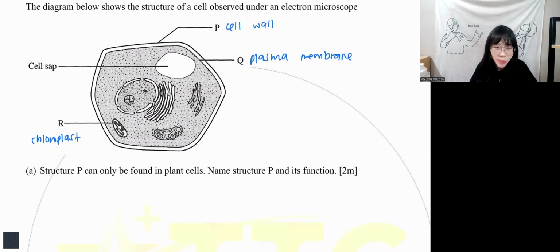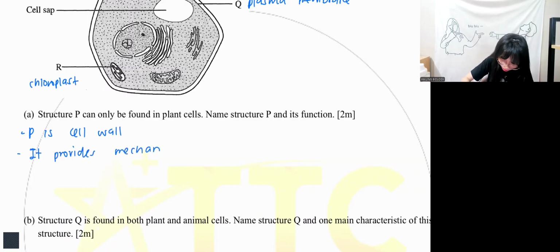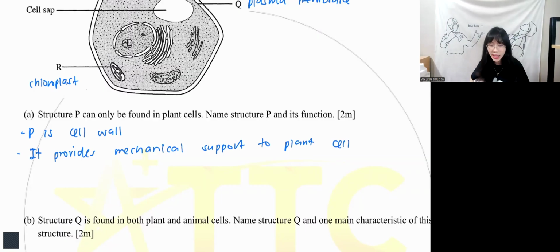Structure P can only be found in a plant cell. Name structure P and the function of it. So we know that P is a cell wall. What is the function of cell wall? It is to maintain the shape of a cell. Very good. So P is cell wall. It provides mechanical support to the plant cell. Or you can write to maintain the shape of a cell. Up to you, whichever one also can.